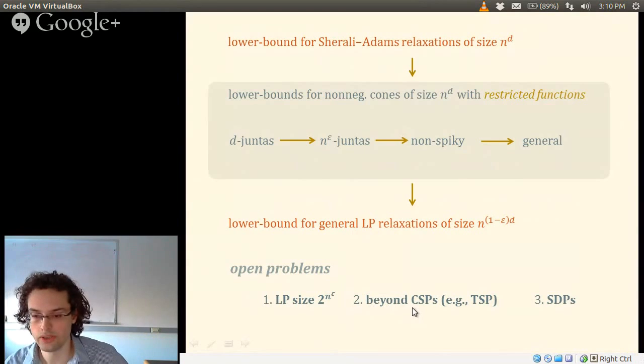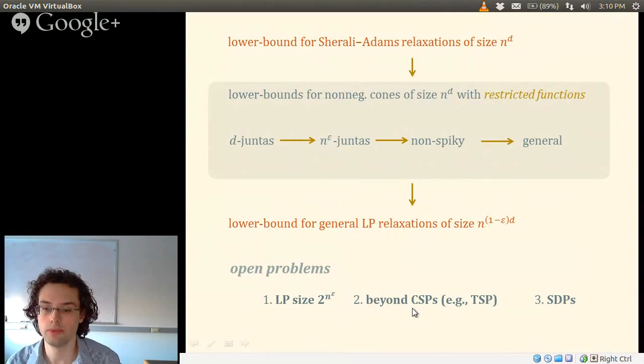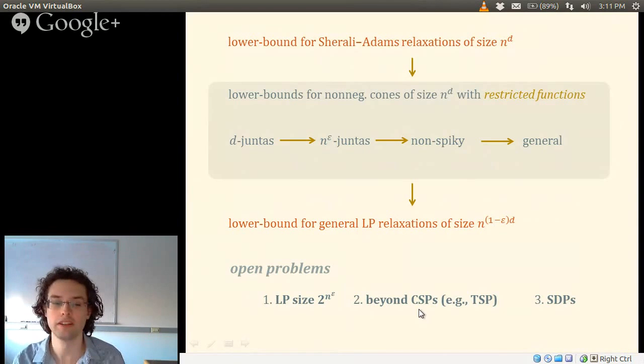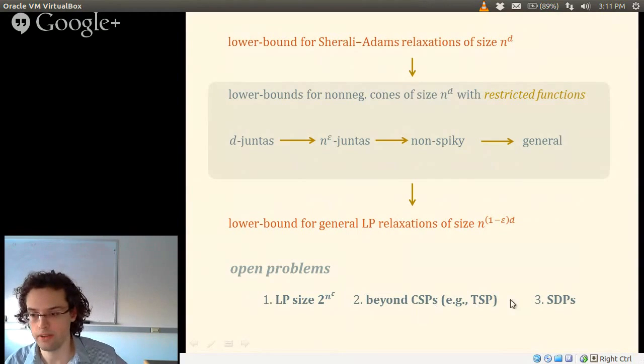Another question is, this work was about a universality result for CSP problems, and it would be nice to have similar universality results for other problems, like the traveling salesman problem. Somehow you identify the correct LP relaxation for this problem. You say that no matter what LP relaxation you use for TSP, this particular LP relaxation will provide a better approximation, and with roughly the same size. The third open question is to prove lower bounds for SDP relaxations. Here we actually don't have any lower bounds for explicit problems that hold for general SDP formulations, no matter if you talk about approximation or solving things exactly.